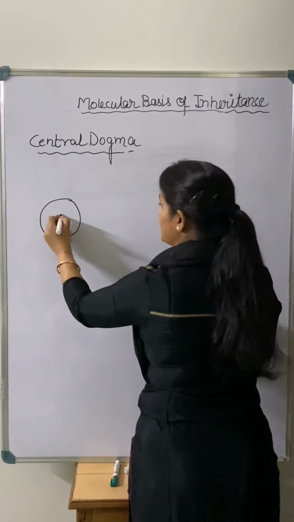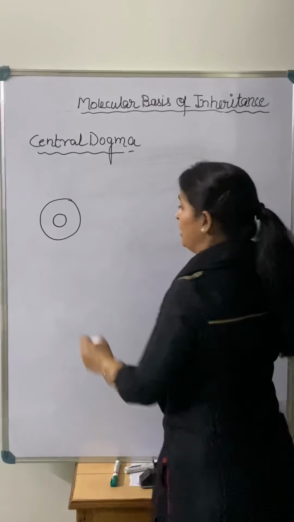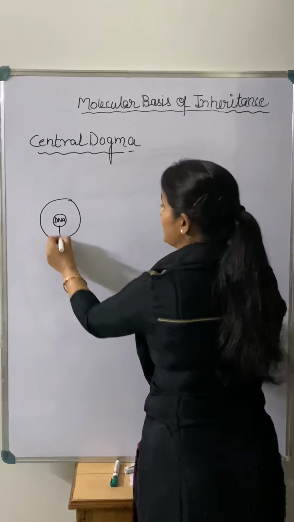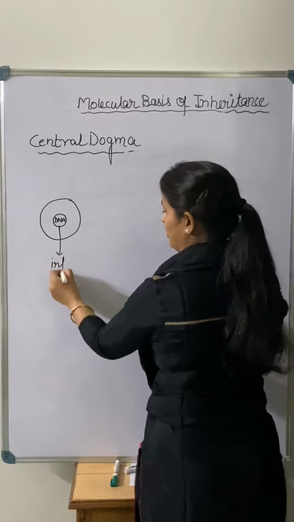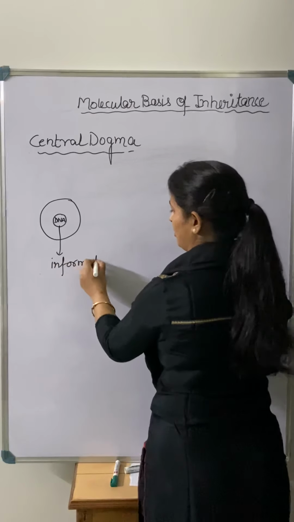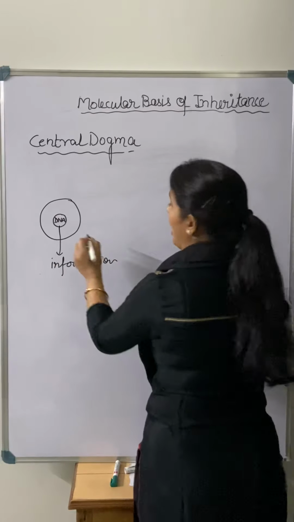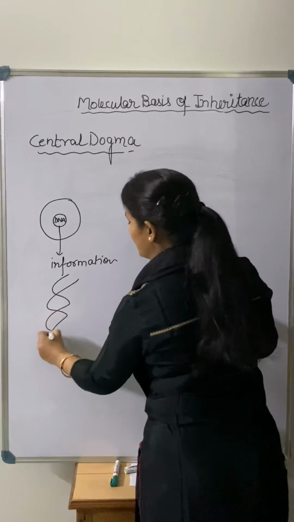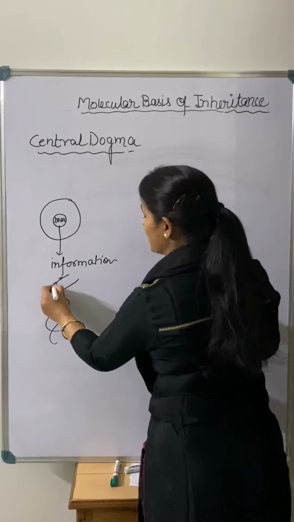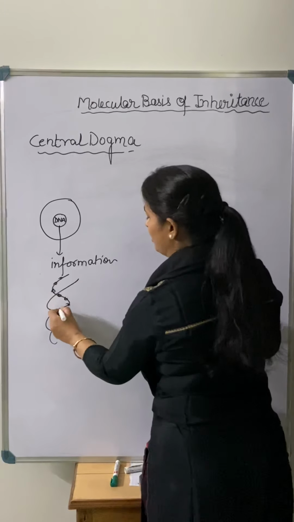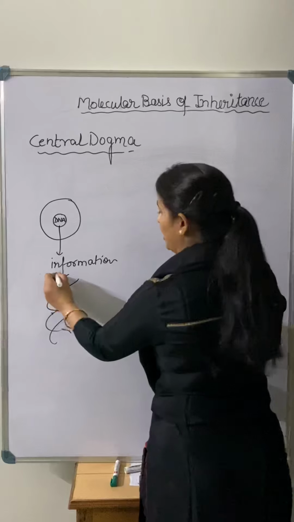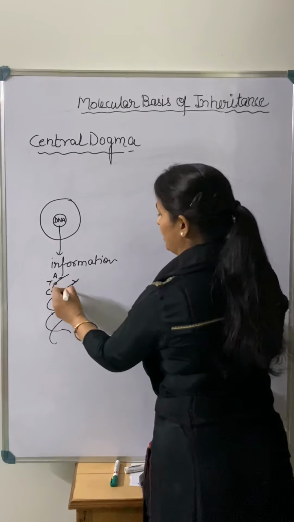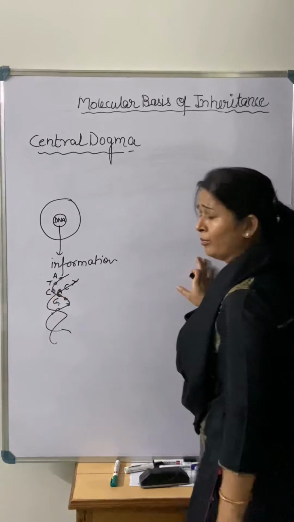cell. In the cell there is a nucleus, right? In the nucleus there is DNA. This DNA has information, right? And you know very well that DNA is a double helical structure, and it has 4 types of nitrogen bases, right? A, T, G, C, and parallel to it T, C, A, like this, right?